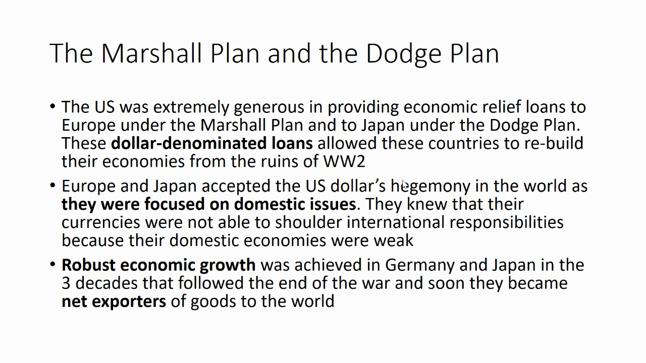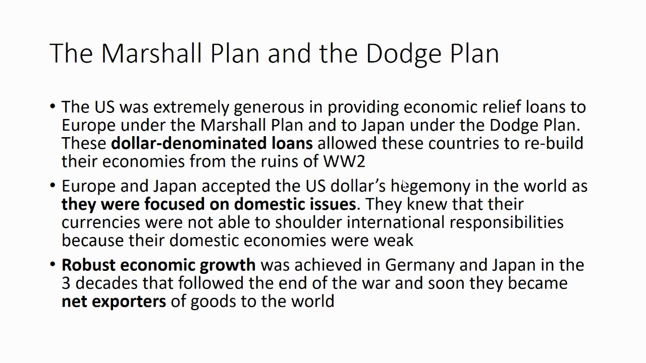And so, Europe and Japan accepted the US dollar's hegemony at the time, and wouldn't argue against the US, because they were the most powerful militarily as well, right? And also because they wanted to focus on their domestic issues, reviving their domestic and local economies. They knew that their currencies were not able to shoulder international responsibilities because their domestic economies were weak. So they didn't really want to fight against the US and the US dollar.